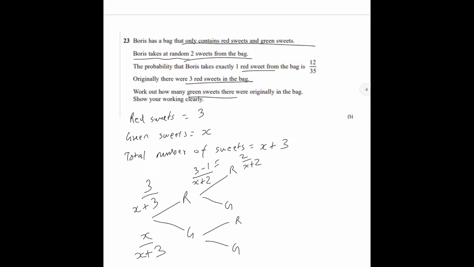So this should give us 2 by x plus 2 for the red sweets, because 1 red sweet is being taken away from the bag, and the total is deducted by 1 as well. So it's easier just to subtract this by 1. So that's x plus 2. And the next part is, in order to get green, you just have x divided by x plus 2 out of the total, because the new total given to us is x plus 2, since we just deducted one red sweet to get x plus 2 from the total.